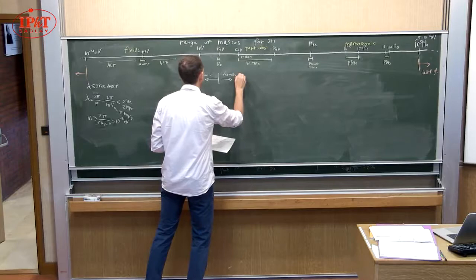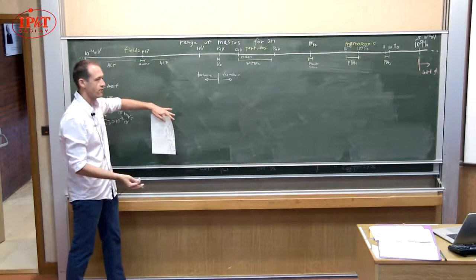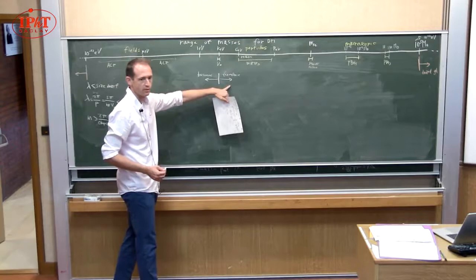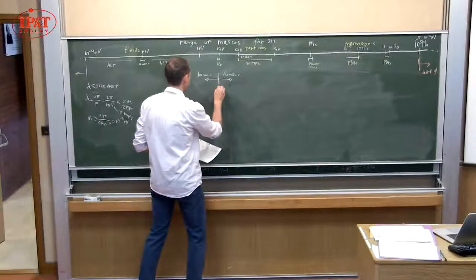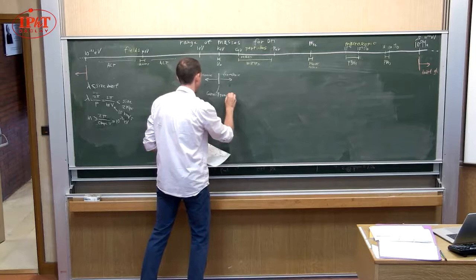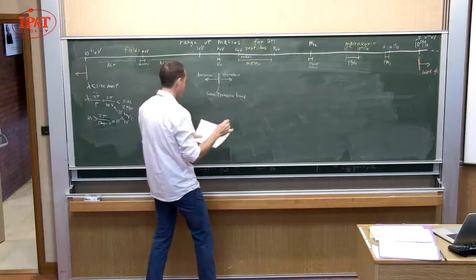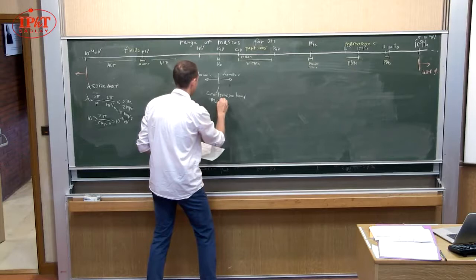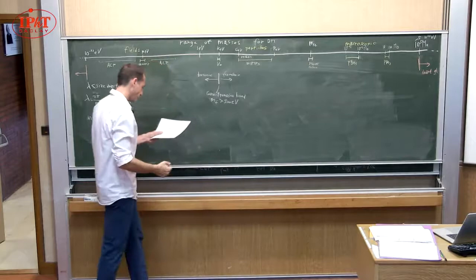So as I was saying, if they are very light, I have to put many of them packed in a galactic halo, and so they must be fermions. Otherwise, the Pauli exclusion principle implies that you cannot put too many of them there. This is the so-called Gunn-Tremaine bound. And it turns out that the mass of fermionic dark matter has to be larger than 500 electron volts or something like this. Let me sketch how it comes out in 2 minutes.